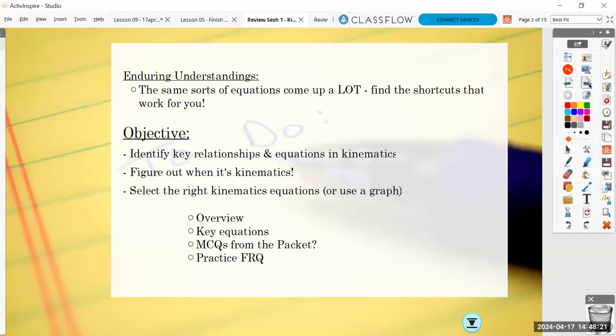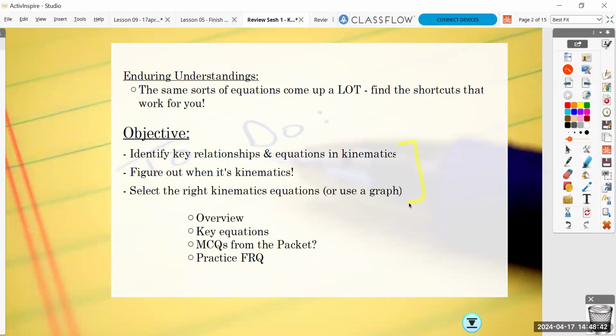So the goal today is, we're doing our first unit, but our review is going to be structured similarly for all of these different units. The first thing we're going to look at in kinematics is to try to identify some key relationships and equations. Some of these are going to be things you already know. Some of these are going to be things that you might need to be reminded of.